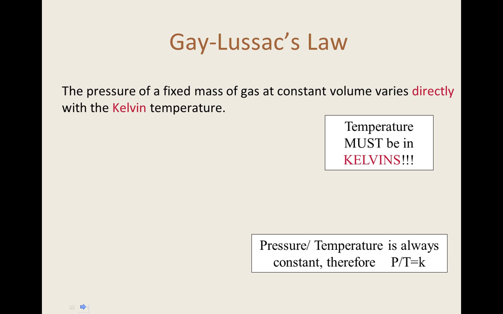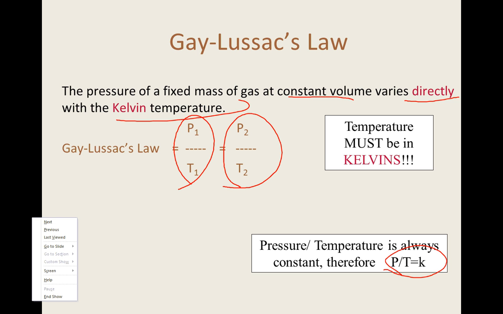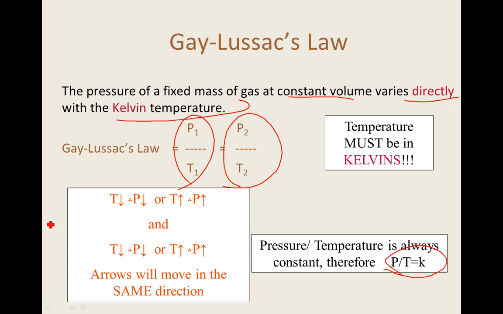You've got to add the 273. And Gay-Lussac's law says that the pressure of a fixed mass of gas at constant volume varies directly with Kelvin temperature. Okay? And so what will that relationship look like? It'll be P1 over T1 equals P2 over T2. P over T equals a constant. Got it all? Ready to work a few problems or two?